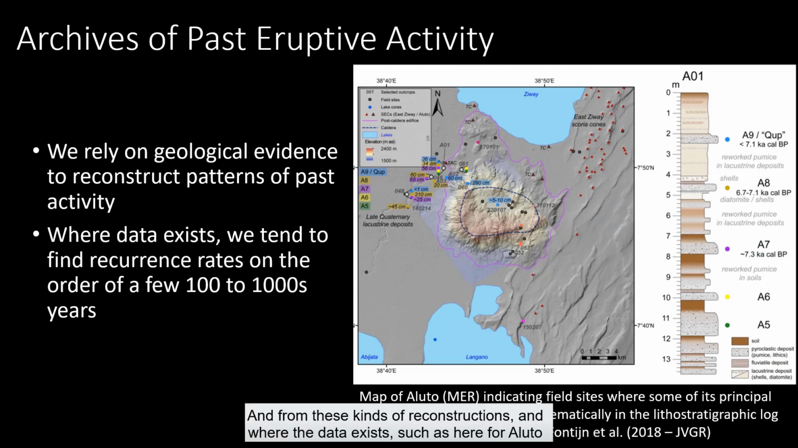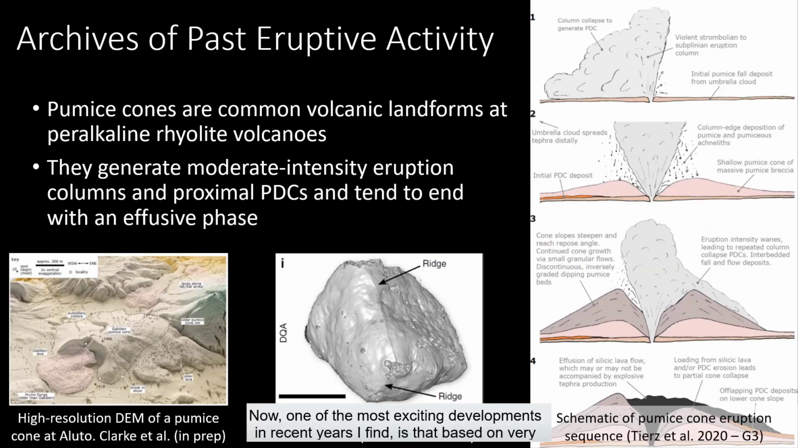And from these kinds of reconstructions, and where the data exists, such as here for Aluto volcano in Ethiopia, we generally find eruption recurrence rates on the order of a few hundred to 1,000 years for some of the most productive volcanoes in the rift. Now, one of the most exciting developments in recent years, I find, is that based on very detailed field mapping of deposits, textural studies of volcanic particles, remote sensing of volcano morphology, and integrating all this with information from rheological experiments, we're starting to get a better idea on how some of these rift volcanoes actually erupt.